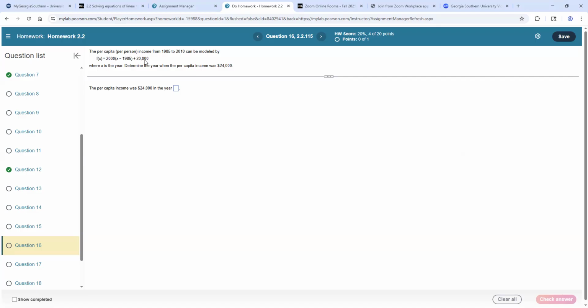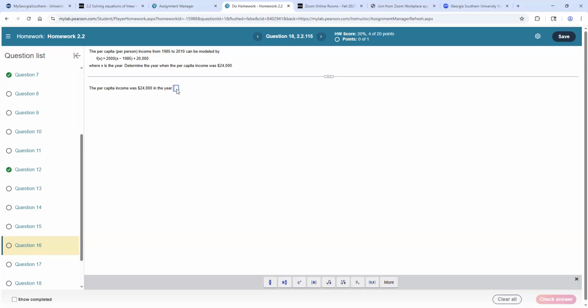So it starts at 20,000 in 1985, and then it goes up 2,000 the next year in 1986. So it's going to be 22,000 in 1986. And then in 1987, it's going to go up another 2,000 up to 24,000. And that's what we're looking for, the year that it's 24,000. So you can see it's 1987.